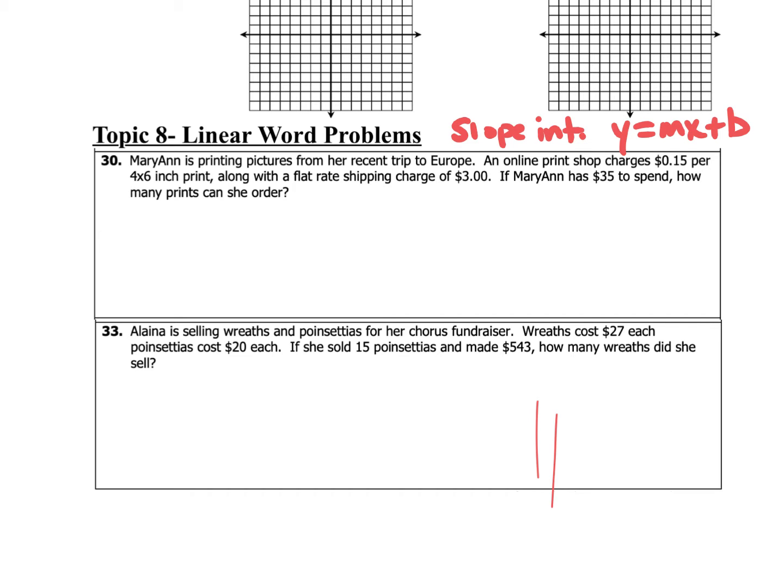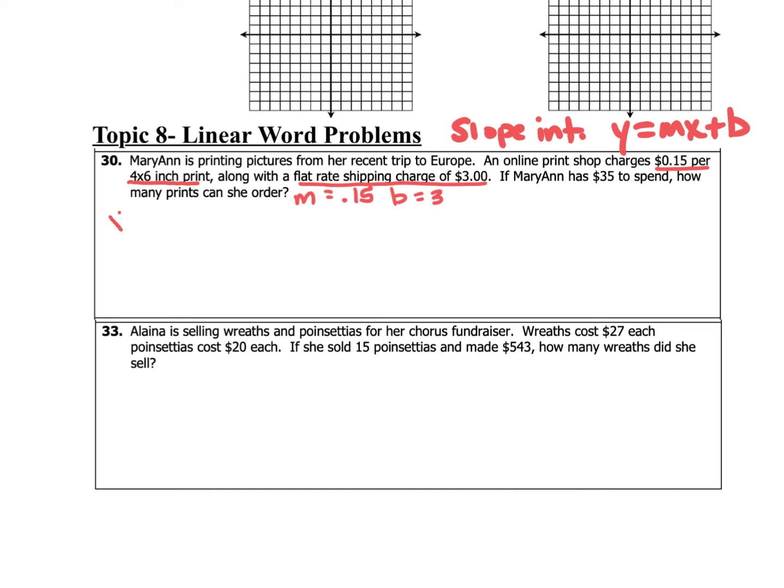So if I read this, Marianne is printing pictures from her recent trip to Europe. An online print shop charges 15 cents per 4x6 inch print. So I know that the slope is 0.15, along with a flat rate shipping charge of $3. So that's the amount that you pay no matter how many pictures you order. So that's the y-intercept.